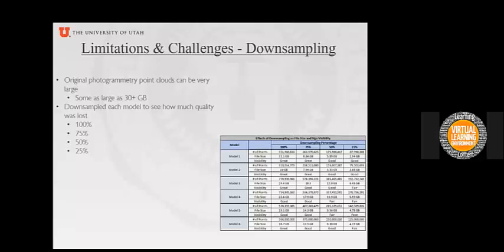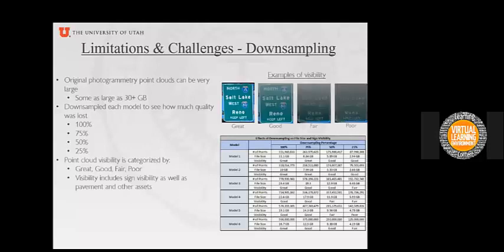These signs right here kind of show you an idea of the visibility that we're looking at. So great visibility, very dense model, no sparsity really at all. And then on the poor end, you can still read what is on the sign, but you can tell that our density is getting less. The points are getting a little bit more sparse.